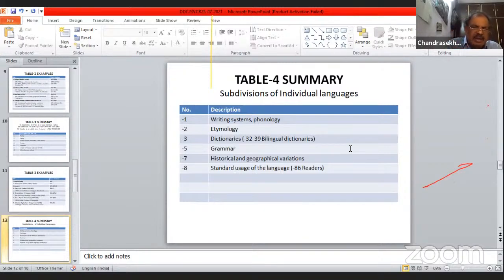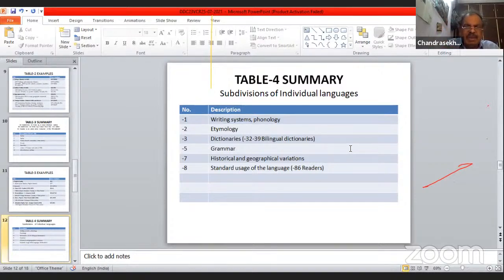Definitely there is a title. This is a language dictionary, not a subject dictionary. A subject dictionary is classified under 03. This is a language dictionary. So what language? 400 is languages. When 400 is coming, only then is Table 4 applicable. Table 4 is applicable to 400 languages only.